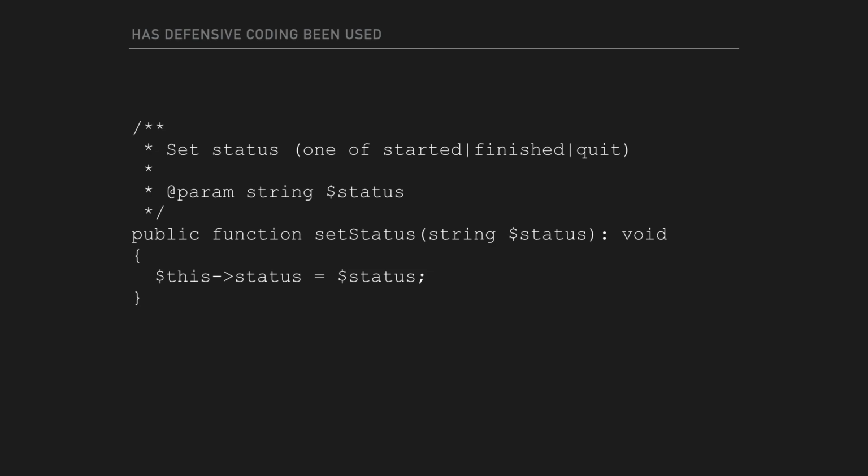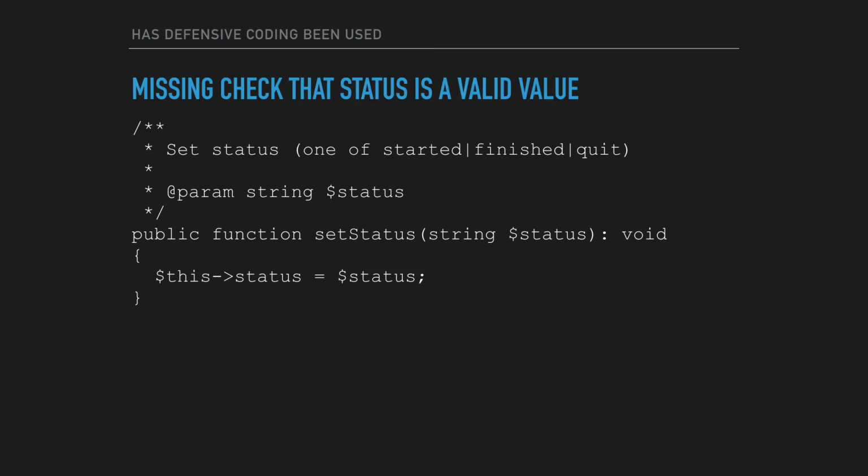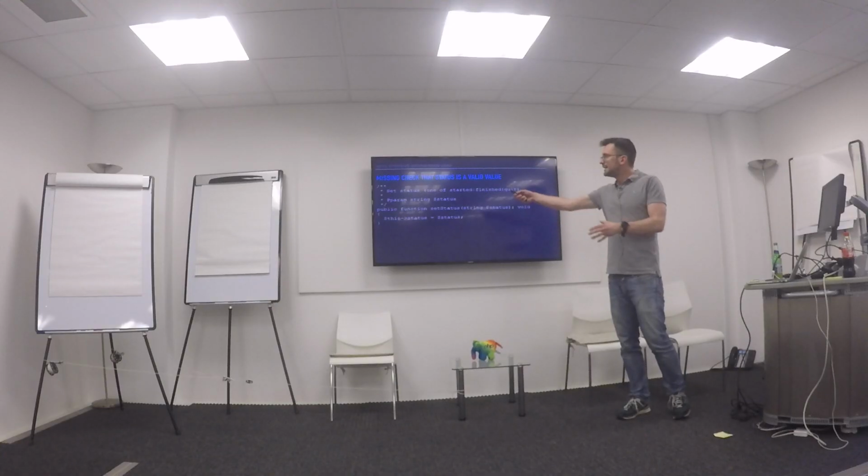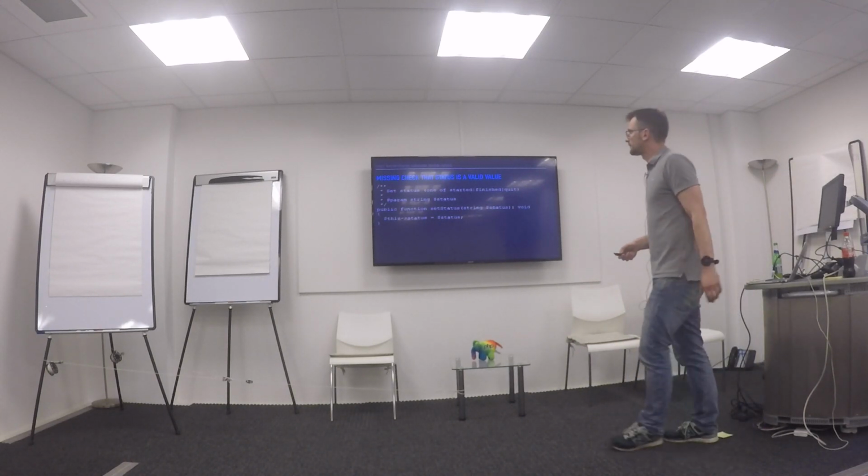Got a function here where we're setting a status, and in the comment we said status is one of started, finished or quit. So we could actually assert that. If I saw this code, I would say we need a check in here to make sure we can only pass in these 3 valid values.